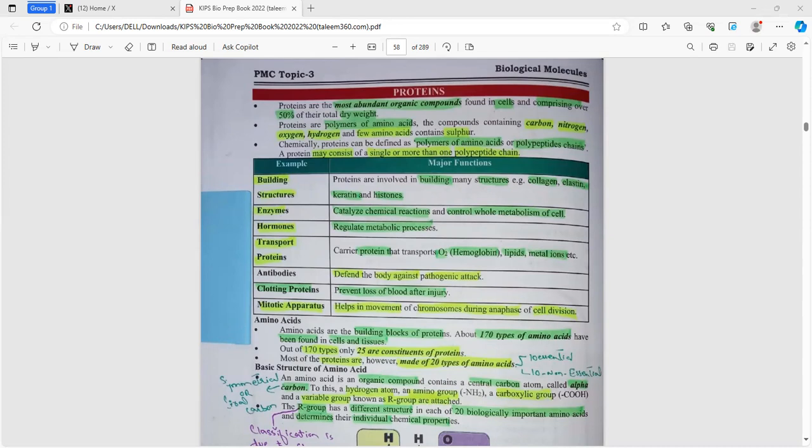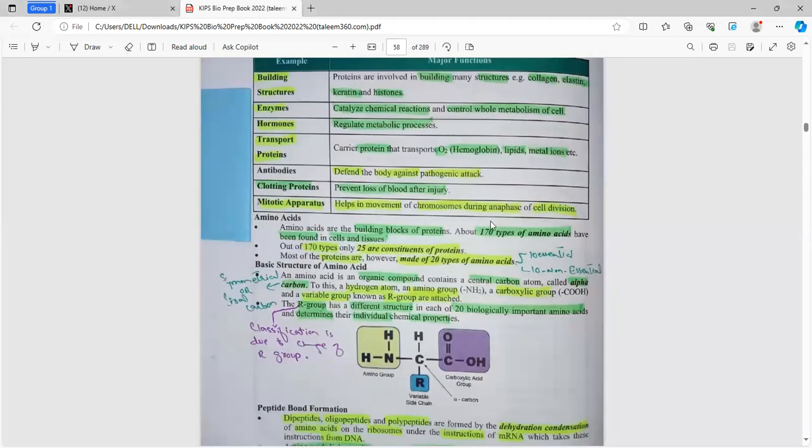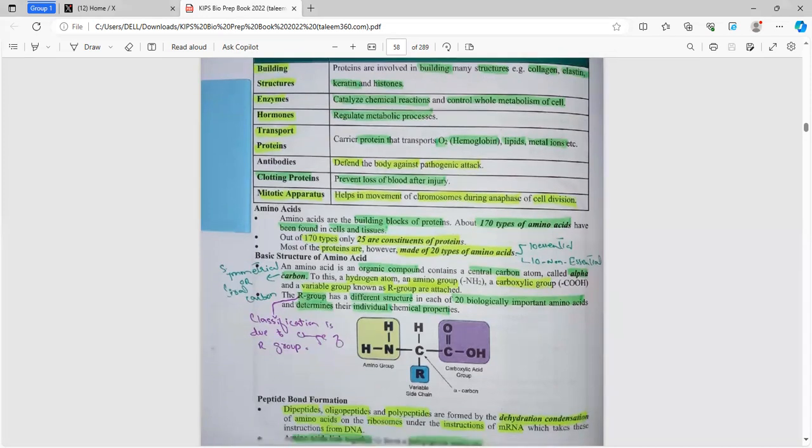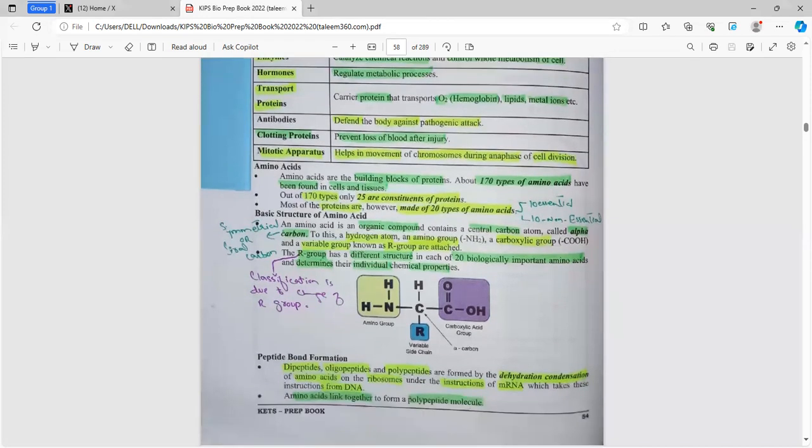As we talked about earlier in our videos as well, although there are about 170 types of amino acids, the most common amino acids are about 20 to 22 in number, which are discussed here. Now we need to know the basic structure of an amino acid. The basic structure of an amino acid contains a carboxylic acid group and an amino group, as well as a variable side chain. The central carbon is known as the alpha carbon.